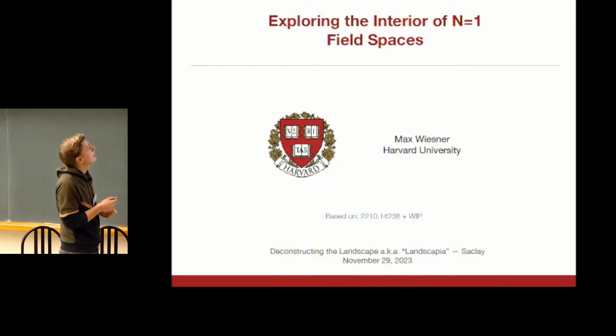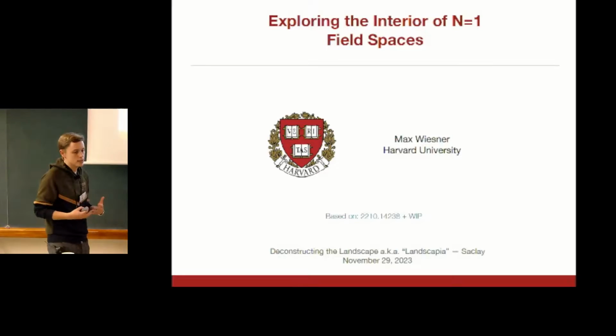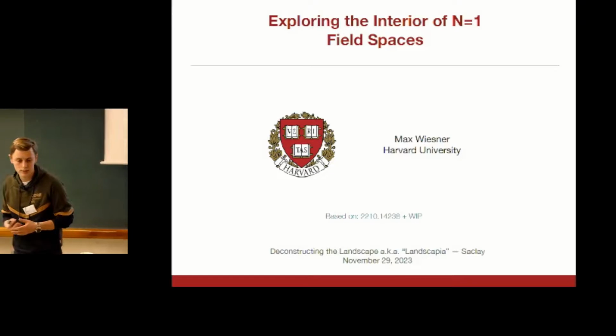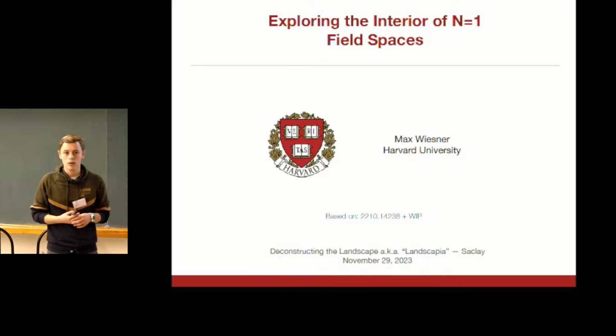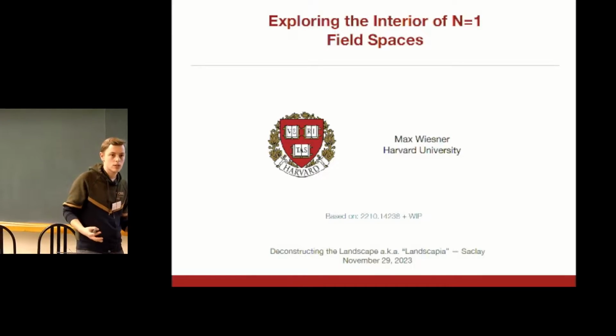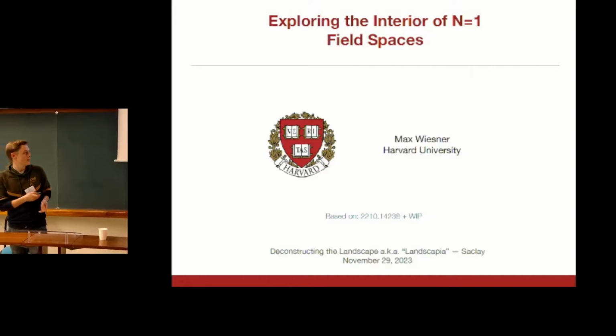So the idea is that I want to explore a little bit the interior of N=1 field spaces, where, as we just heard in the discussion session, not much is known when it comes to actually genuine N=1 effects, like how to compute them, what is the structure of the field space in the interior, what is actually the nature of the theories there.